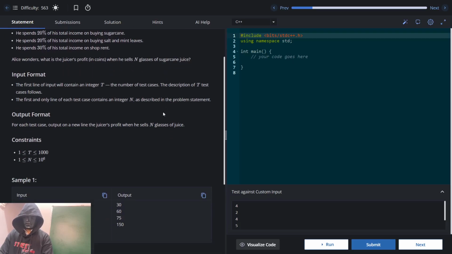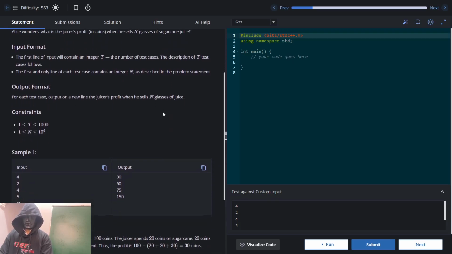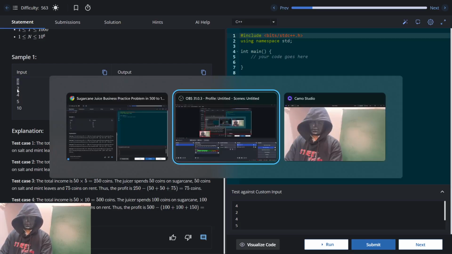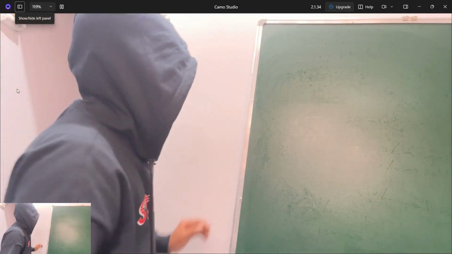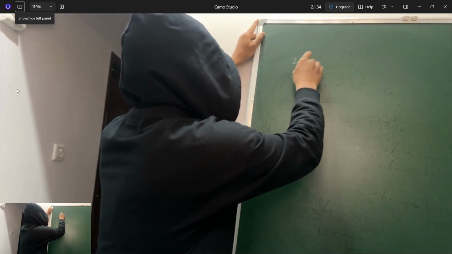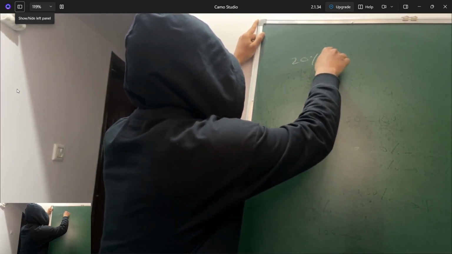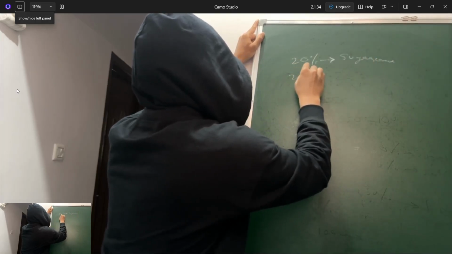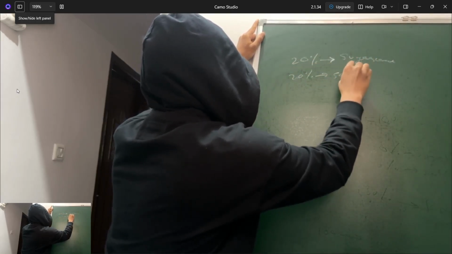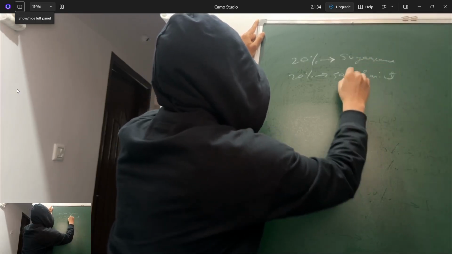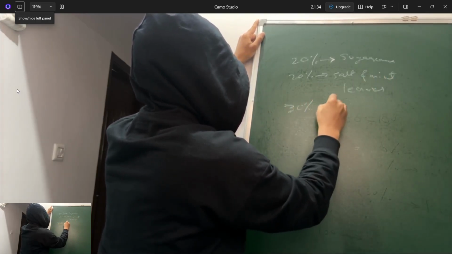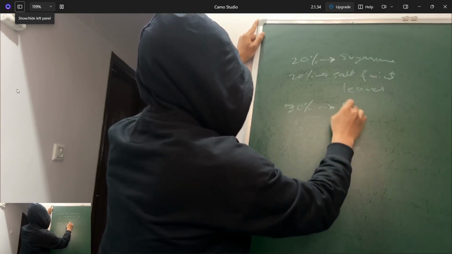So it is an easy problem. Let's understand with some of the examples. They've given 4 test cases. In the first case, let's say 2 is the number of juices he has sold. What they have given is that 20% will go in buying sugarcane, 20% will go in buying salt and mint leaves, and 30% will go in the shop rent.